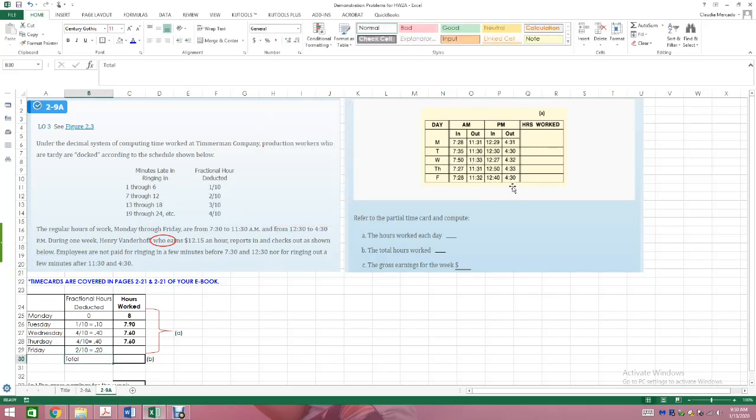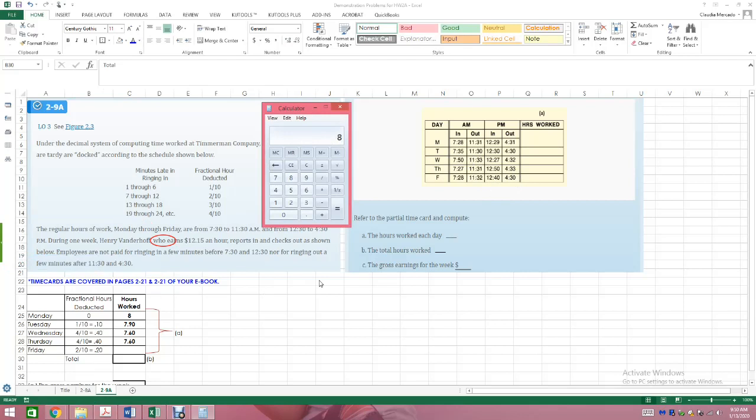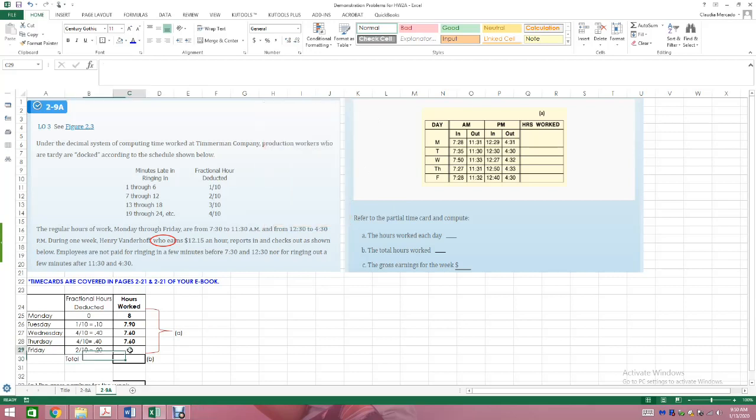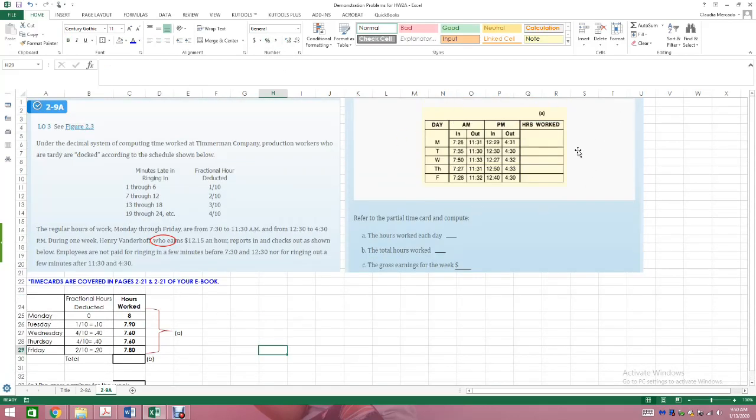And then he left at 4:30, which is the correct time. So we're going to get our calculator, and we're going to do 8 hours minus 0.20. On Friday, the employee earned 7.80 hours. So these are the amount of hours that the employee worked every day, based on his time card.